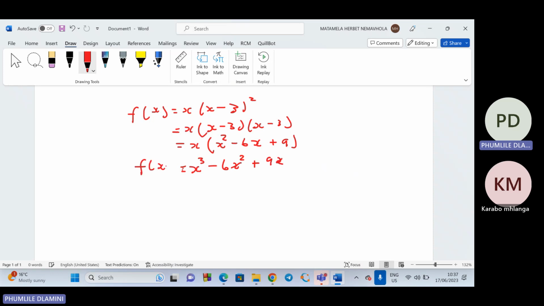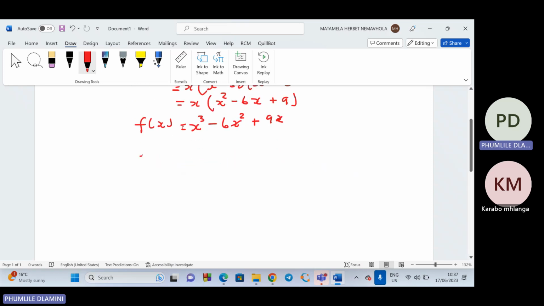So this is our f of x. Now when you have this, when you differentiate this one to find f prime of x, you can use the rules that I showed you. You just take down 3. It's going to be 3x squared, minus 2 times 6 here is going to be minus 12, then x here is going to be plus 9.